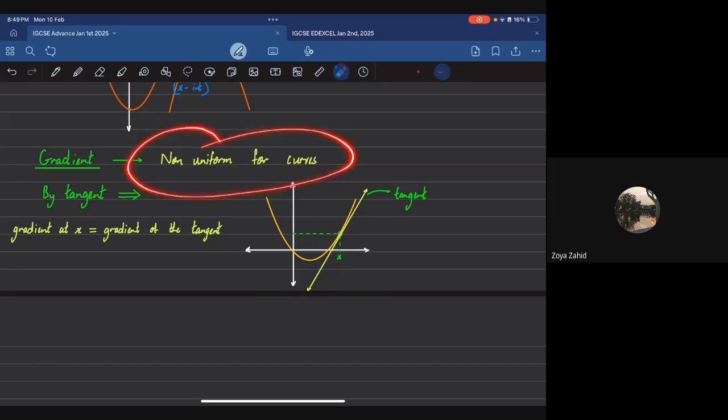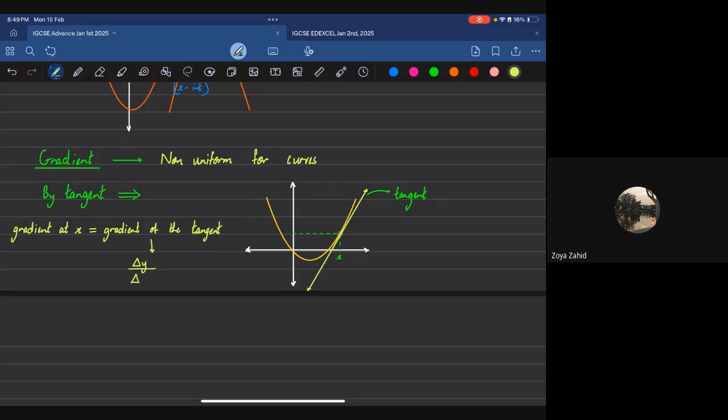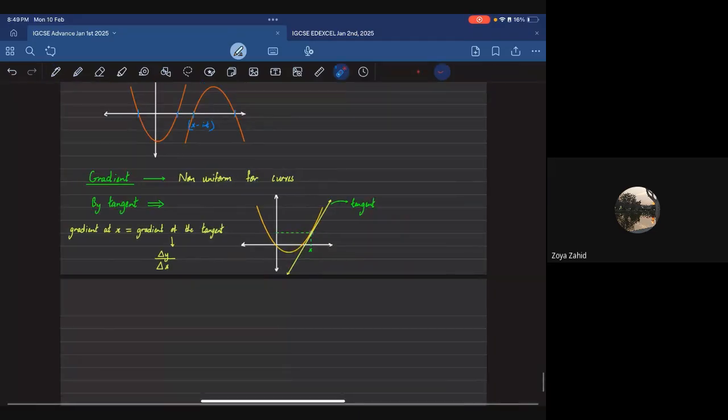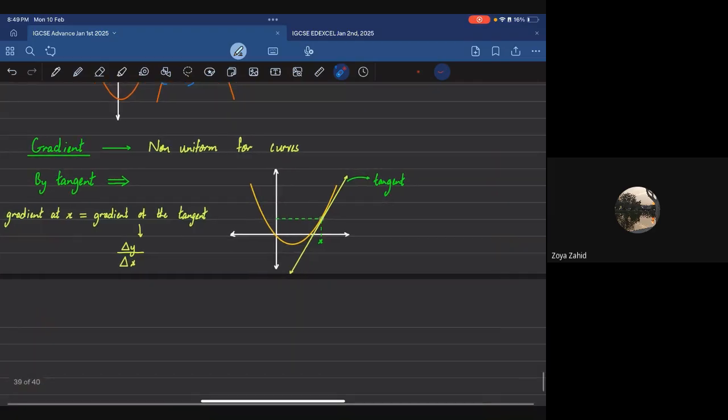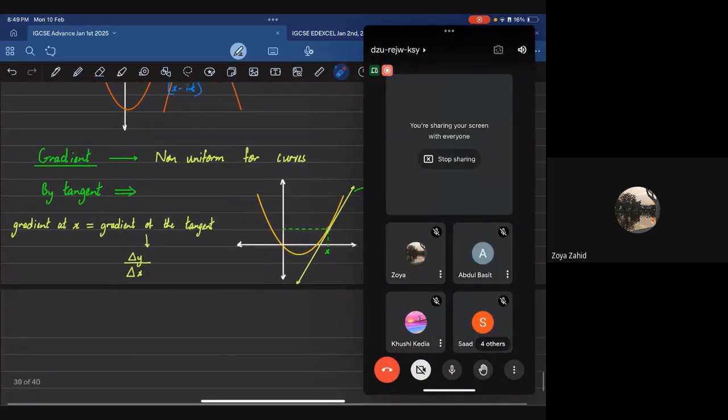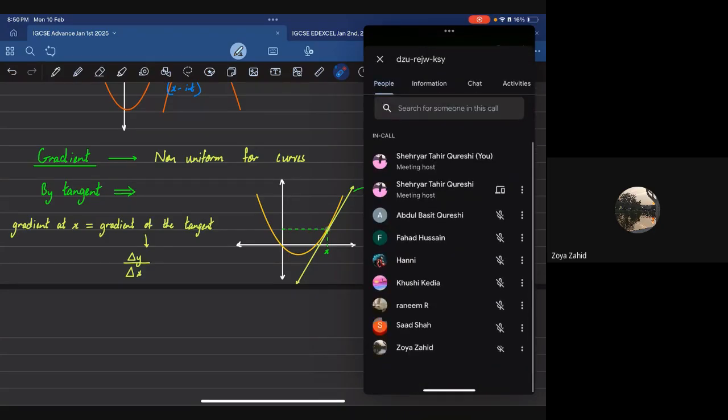Why? Because the gradient is non-uniform for curves. It's going to change throughout. Okay. This method is really, really easy to do because you just need to calculate the gradient by some sort of change in y over some sort of change in x. But why does this method look very easy, right? Just draw it and stuff. Why do I hate this method? Yes, that's the question. That's the question to every single one of you. Why do I hate this method?